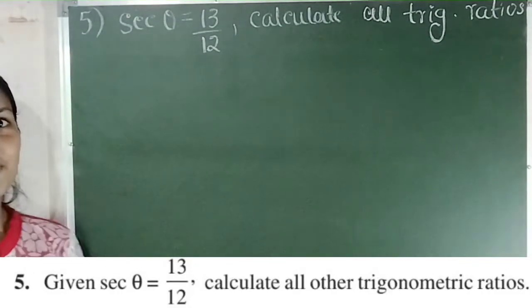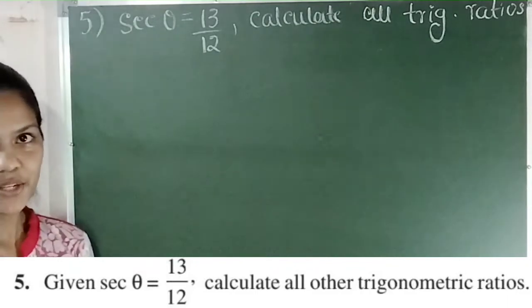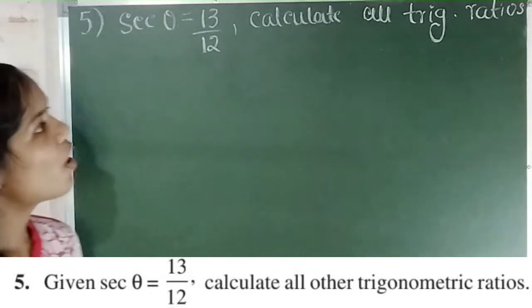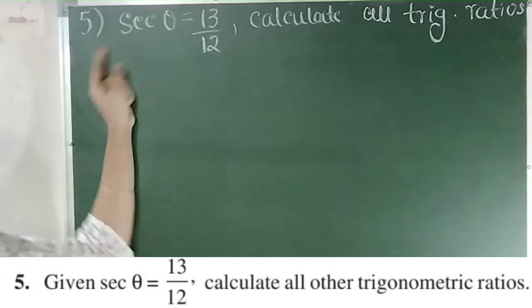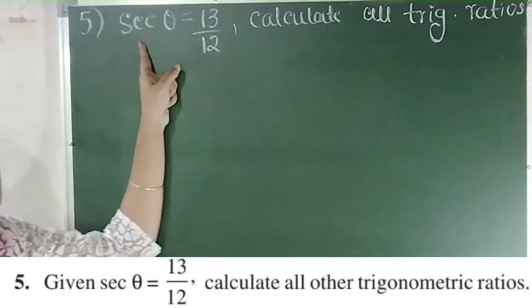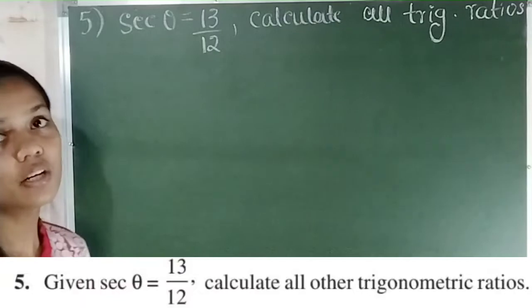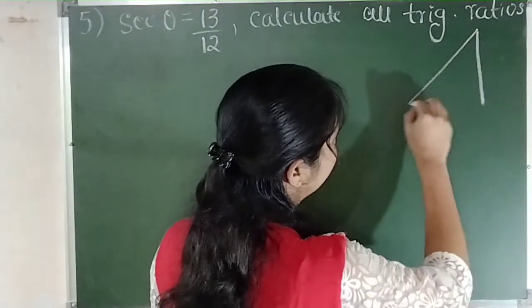So the question number 5. They have given secant theta is equal to 13 by 12. We have to find all trigonometric ratios. Which are the other trigonometric ratios? That is sine, cos, tan, cosecant, secant is already given, and the last one is cot. So let us draw a right angle triangle.